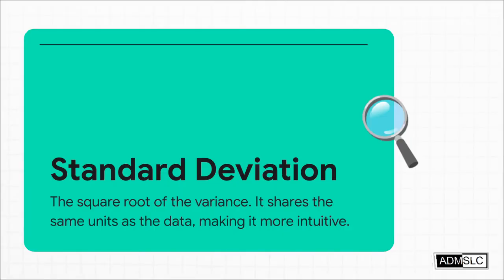So variance is powerful, but it's got a weird quirk. Its units are squared. So if you're talking about money, your variance is in dollars squared, which is just bizarre. That's why we usually take the square root of the variance to get the standard deviation. This brings the measurement back into the same units as our original data, back to just dollars, which makes it way more intuitive to understand.